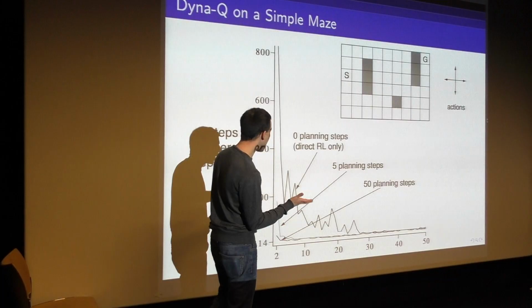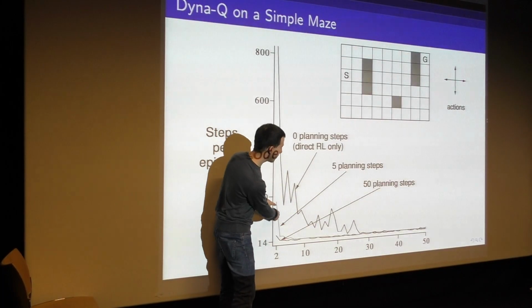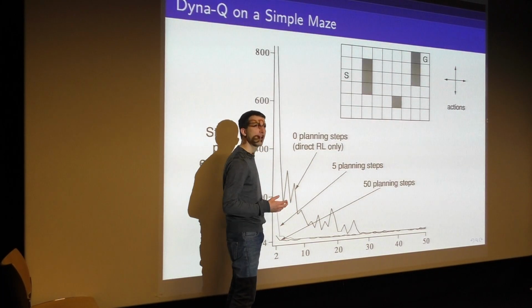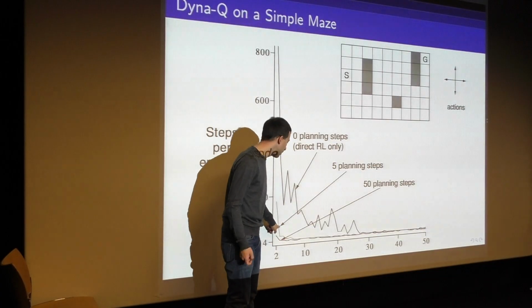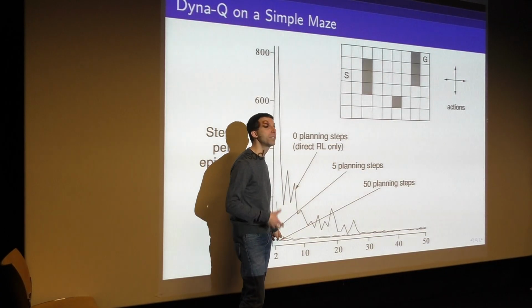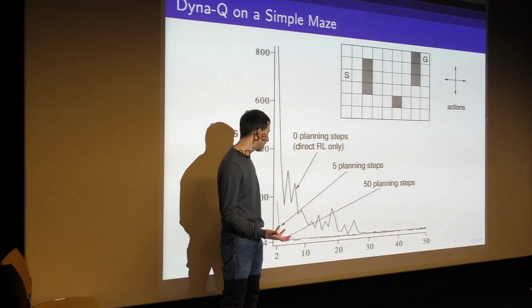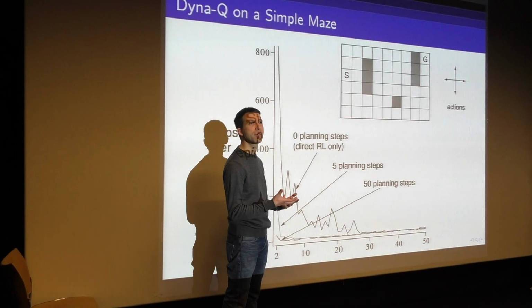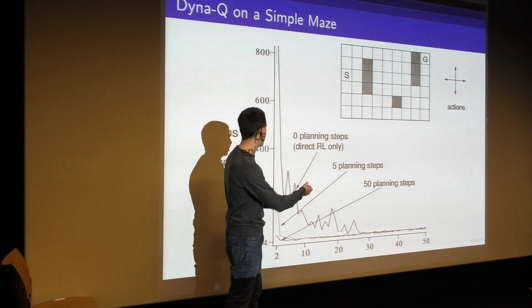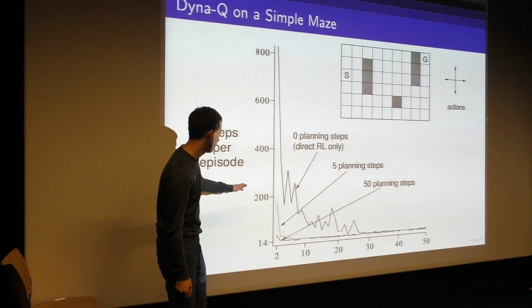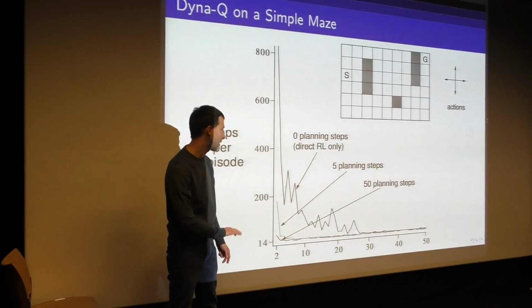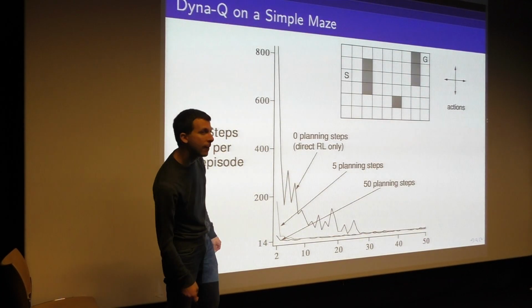But if we start to plan, if we do just say 5 imagined steps for every real step we take, we see that we're much more efficient. We're much more data efficient. After just a couple of episodes, we've already figured out exactly how to get to the goal. We're almost at the optimal solution already, which is down around 14 here.